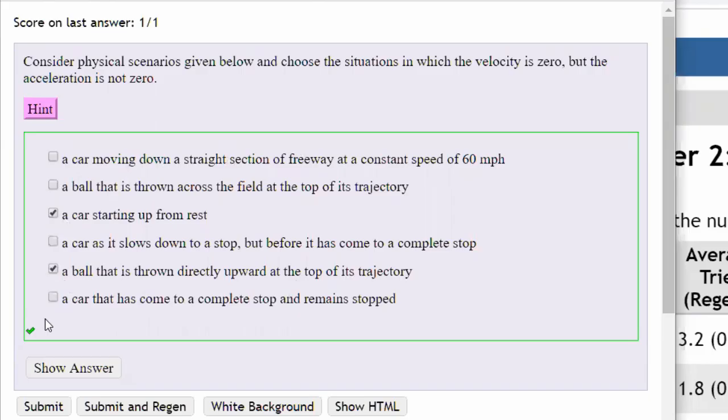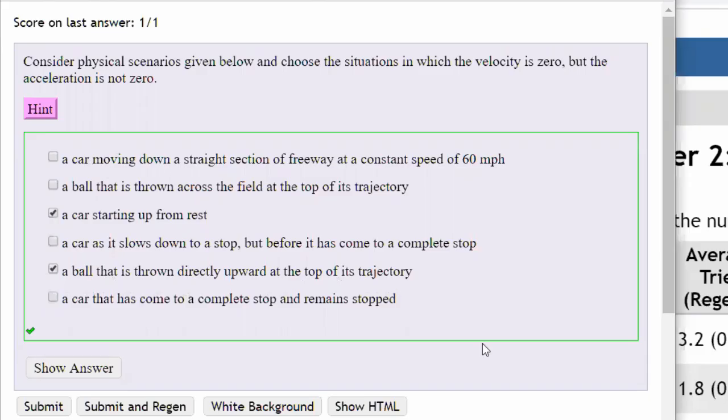That's good for you to know. But what I want you to get more at is to understand why these two are correct. And I think it's easier to understand why the other ones are not correct. So why these two are correct. A ball that is thrown directly upward at the top of its trajectory, that is a little bit easier.